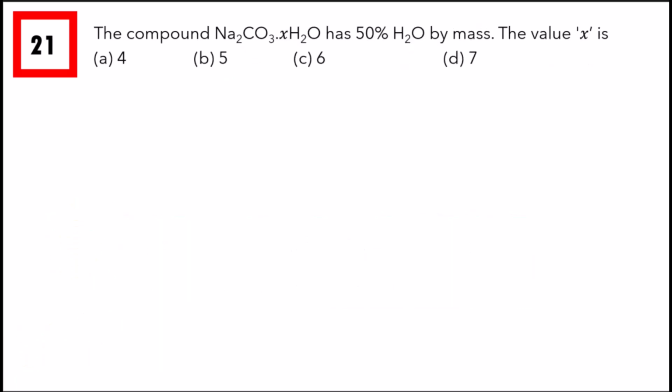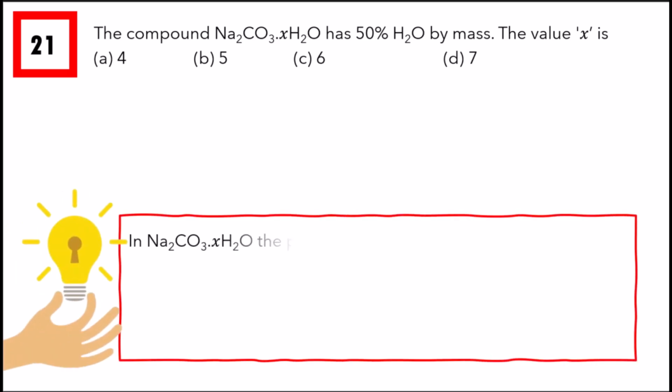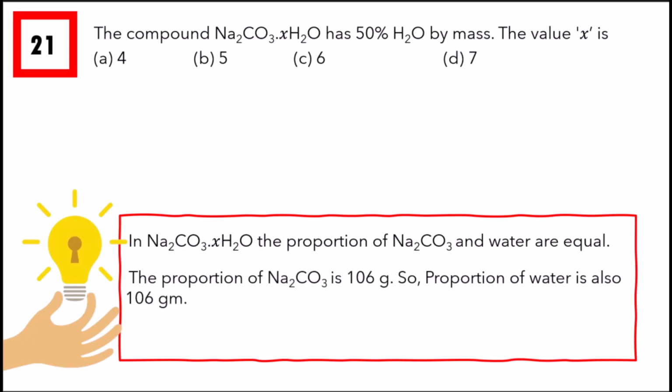It is saying that 50% water by mass is present. That means the rest, 50%, is sodium carbonate. That's why first we find the proportion of Na2CO3 in the given formula, and this is 106 gram, meaning 106 gram sodium carbonate is combined with 106 gram of water. Both have equal proportions of mass, and that's why the moles of water we get is 5.88, that is nearly 6. So the correct answer is 6.